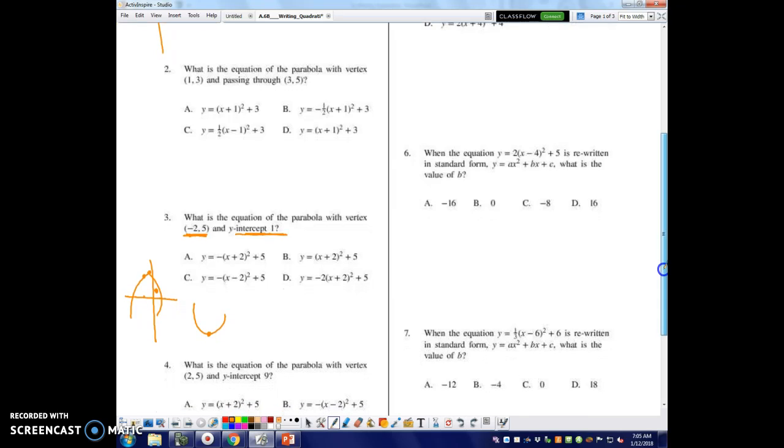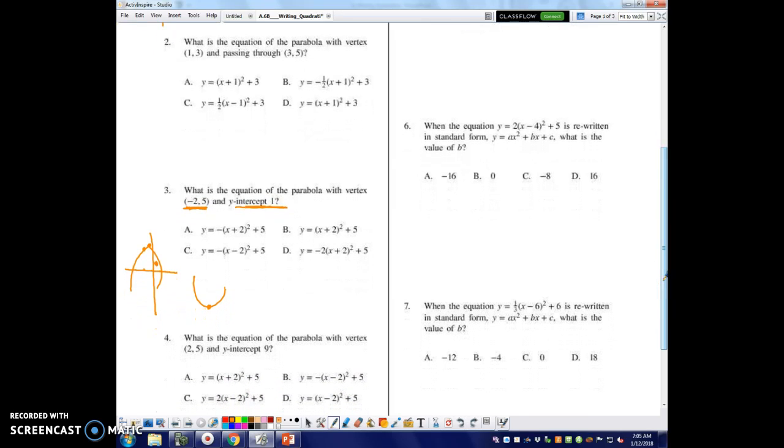Number 6, when the equation is rewritten into standard form, what is the value of b? So you're looking for this number right here in front of x. What you'll need to do is take x minus 4, because it's (x minus 4) squared, and solve that. Whatever that answer is, you need to multiply by 2, so distribute. Whatever that ends up being, add 5 to the end. So you should be able to figure this one out. If you need any extra help with this one, let me know.